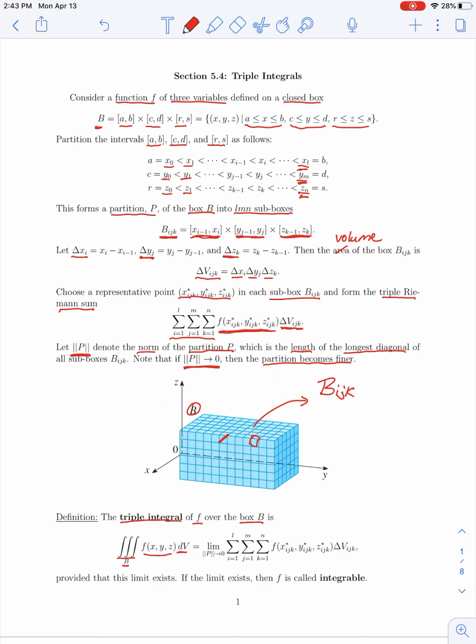And this triple integral will be defined as the limit of that triple Riemann sum as the norm of our partition approaches 0, provided that that limit exists. And if this limit exists, then our function f is said to be integrable over that box.